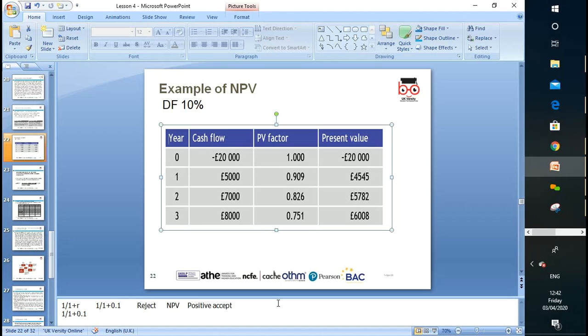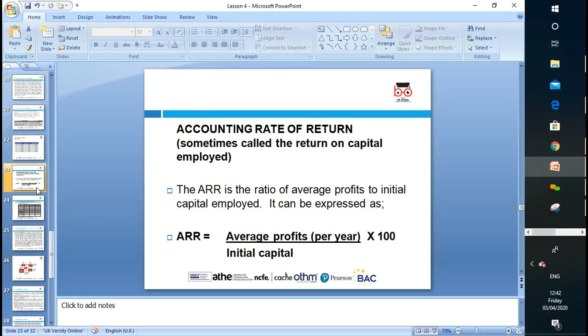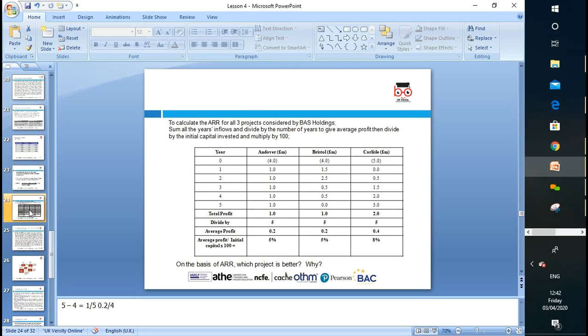Any question on compound interest? Okay, next we look at ARR. ARR is called average rate of return. Okay, so we'll go here. We look there. Look here.